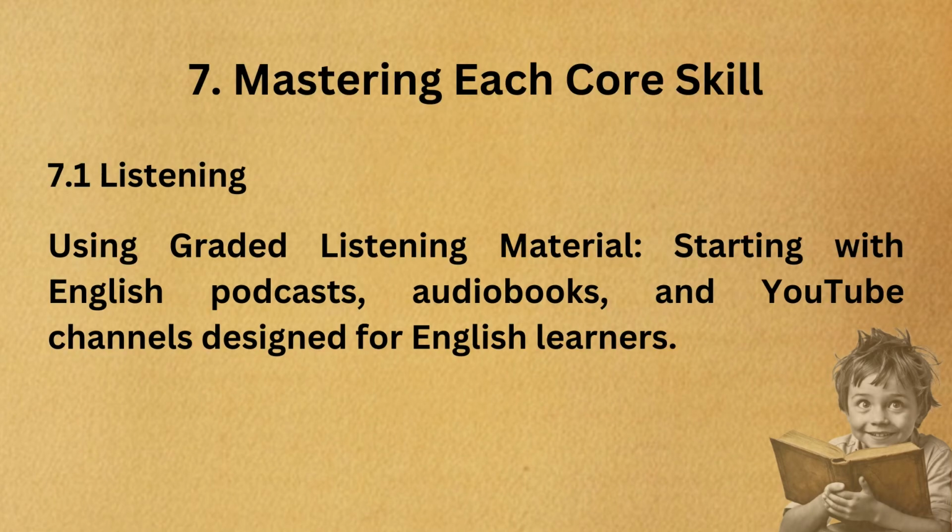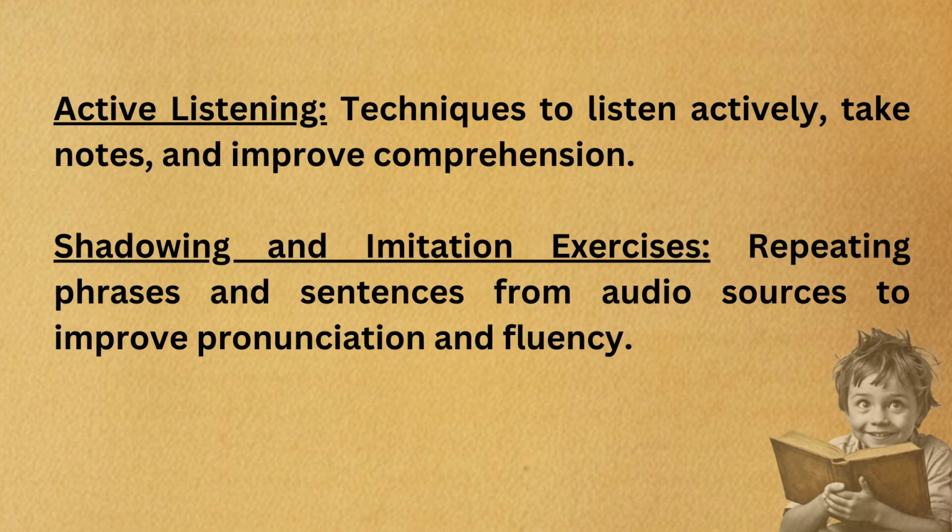7. Mastering each core skill. 7.1 Listening, using graded listening material, starting with English podcasts, audiobooks, and YouTube channels designed for English learners. Active listening. Techniques to listen actively, take notes, and improve comprehension. Shadowing and imitation exercises. Repeating phrases and sentences from audio sources to improve pronunciation and fluency.